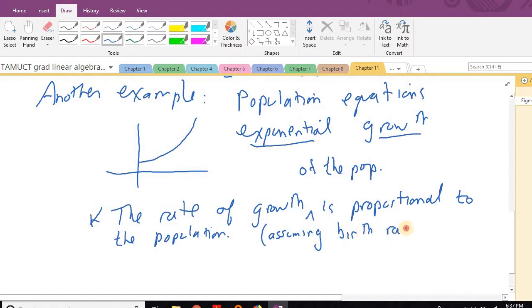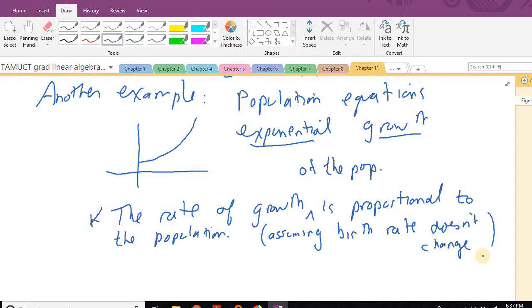Now, when I think of proportional, I think of y equals kx. But that's not y equals kx. Yes, it is. Let's unpack this a little bit. The rate of growth of the population is proportional to the population. Okay. But what is the rate of growth? How do you express the rate of growth of the population? It's a function of the population.